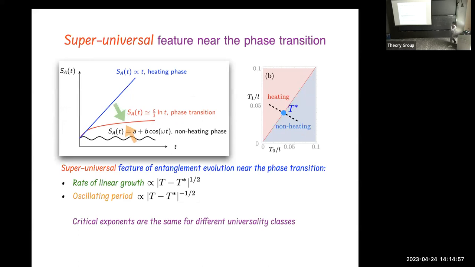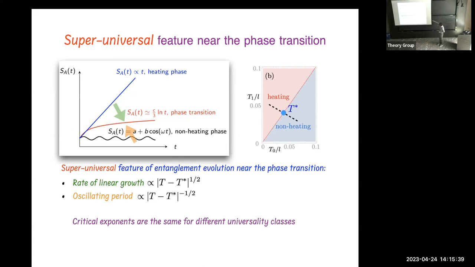Okay. Before I move forward, there's one interesting thing I want to emphasize. In equilibrium physics, we are interested in the universality class, how the features behave as we get close to the phase transition. Here, as we cross this phase transition, we can study how this linear growth behaves and how the oscillation period changes as we get close to the phase transition. What we found is very interesting.